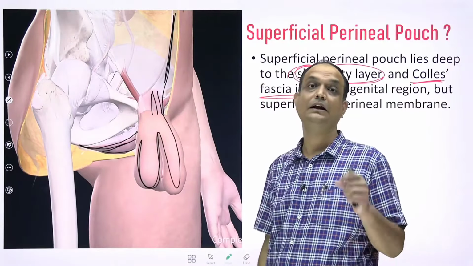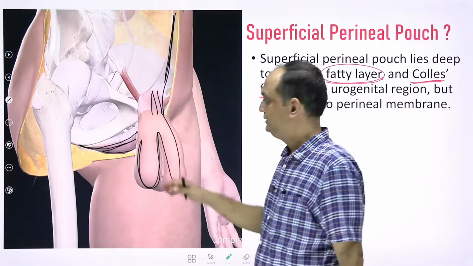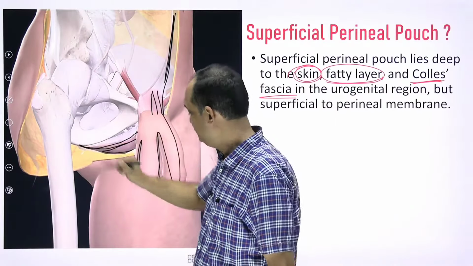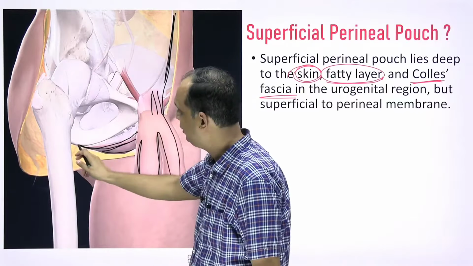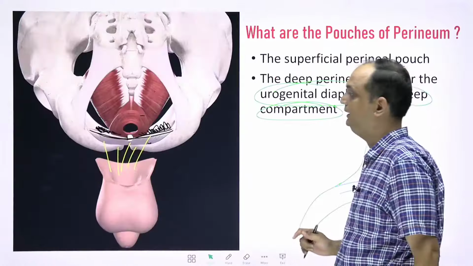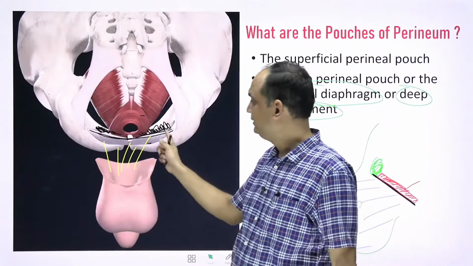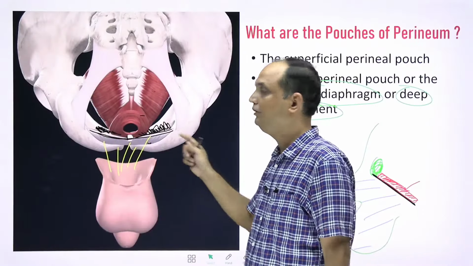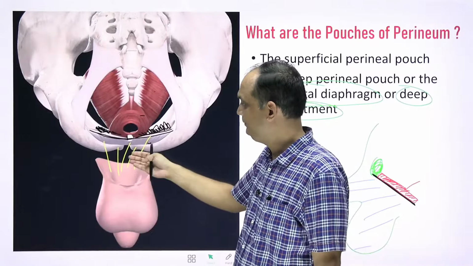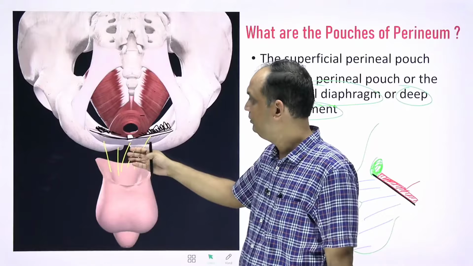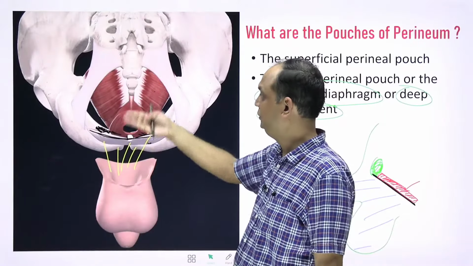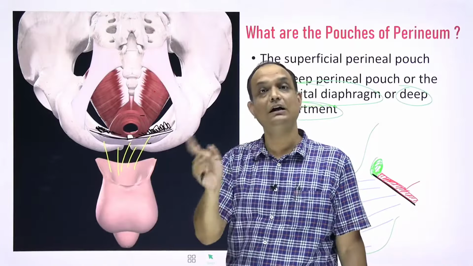But the interesting thing is that this Colles fascia is going to merge with the posterior free border of your perineal membrane. I just explained in this diagram that the posterior border of the perineal membrane is free, and this superficial pouch, in this image, looks like it continues here, but it is not like that.